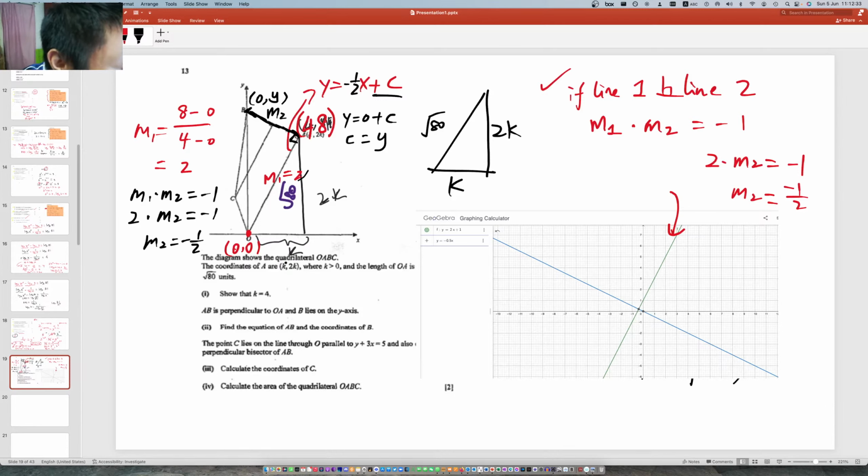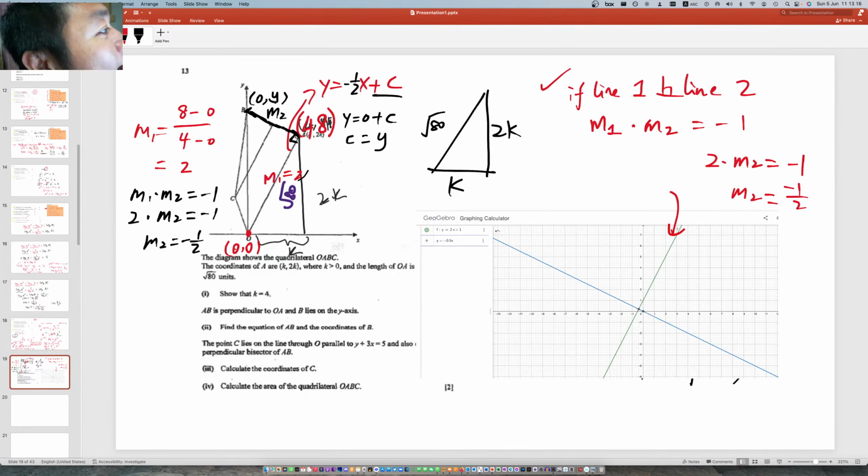The diagram shows a quadrilateral OABC. Quadrilateral, 4-sided. Then AB is perpendicular to OA. Find the equation of AB and the coordinate of B. Looks like there's not enough information to find the value of y here.